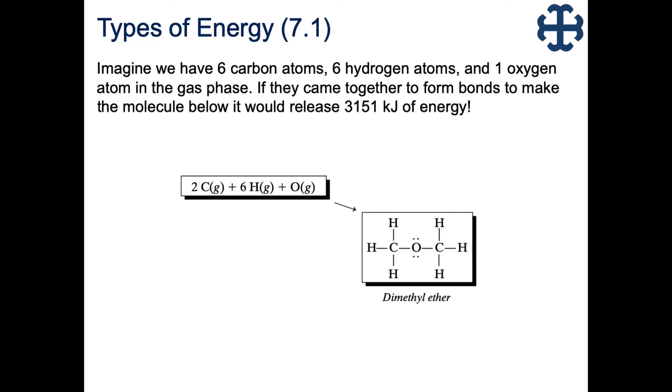So imagine that we have 2 carbons in the gas state, 6 hydrogens, and 1 oxygen. All of these are just gases, like we pulled them right off the periodic table. And if they came together and formed bonds to make this Lewis structure, to make a molecule called dimethyl ether, what would happen is they would release energy. They would release potential energy to the tune of 3,151 kilojoules, which is, of course, a lot of energy.